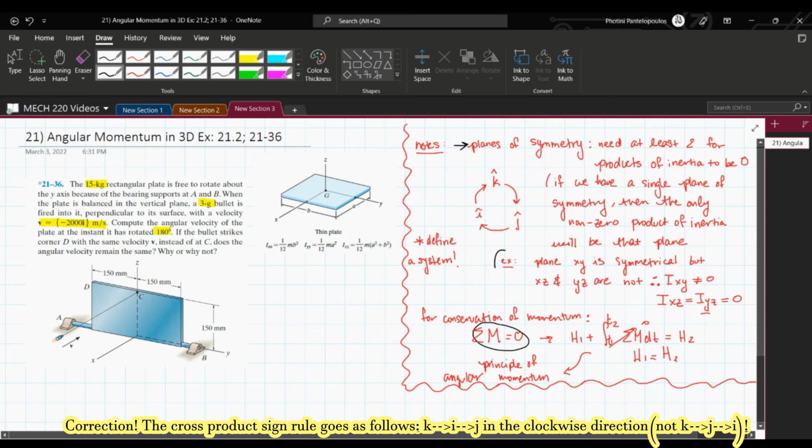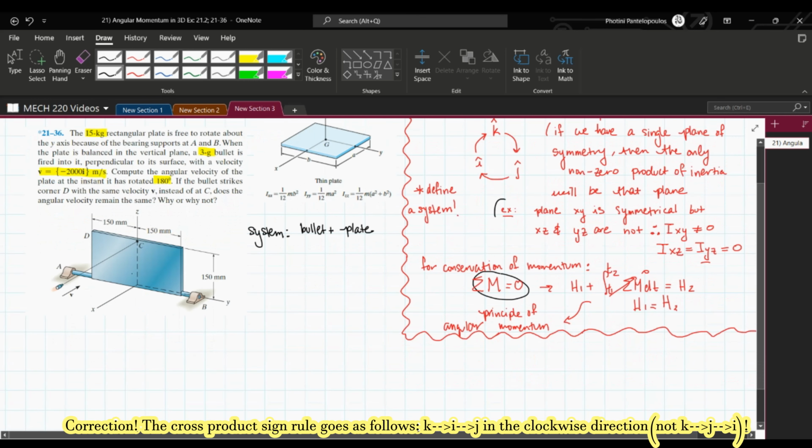So let's go ahead and start the problem. Step 1, we define our system. Here I will define the system to be the bullet plus the plate. What does this mean for us? The motion that the projectile causes the plate to have is all internal to the system, so there are no external moments. Therefore, the angular momentum with respect to AB at 1 is equal to the angular momentum with respect to AB at 2.